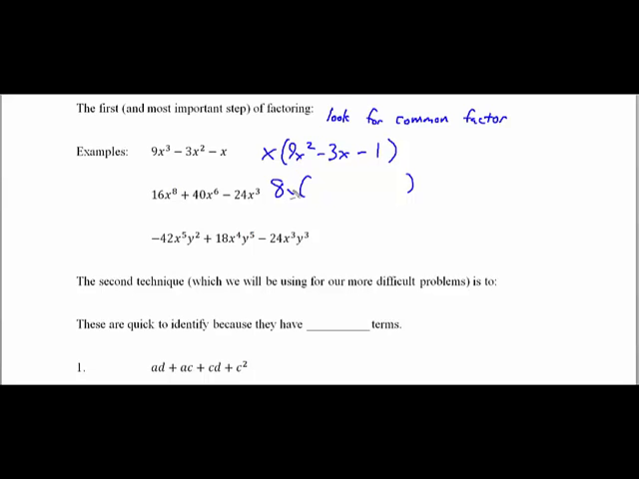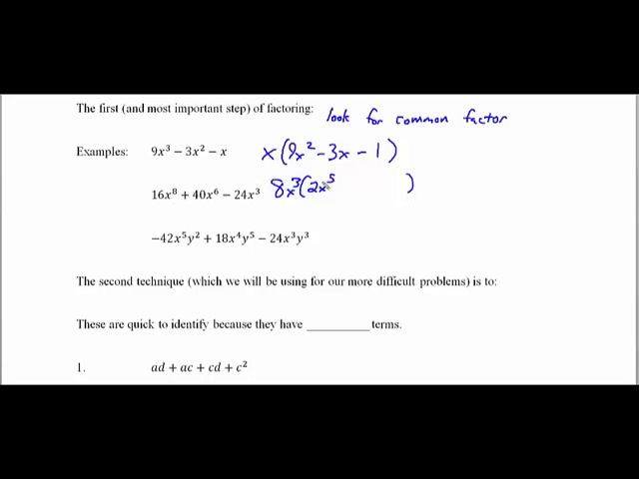Factoring out an 8x to the third power would allow you to remove 3 x's from each of these powers of x, and it would also allow you to divide each of these by 8, or divide everything by 8x to the third power. So that would leave me here with 2x to the 5th power, because 16 divided by 8 is 2, and x to the 8th divided by x cubed is x to the 5th, because we subtract these exponents when dividing exponents.